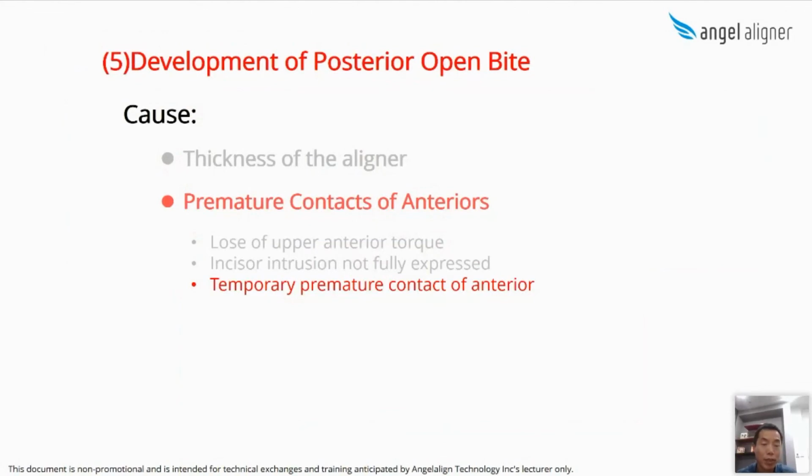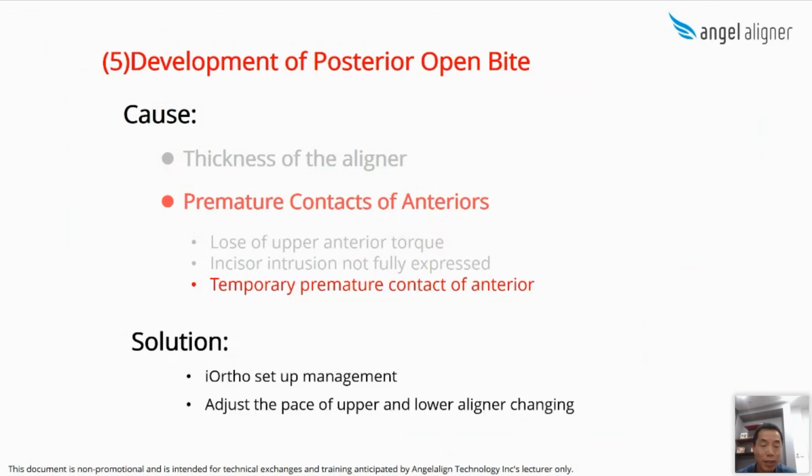Okay, we come to the solution. The summary of the solution for the temporary premature contact of anterior teeth. The first one, IOS setup management. So this is very important. When we made the treatment plan in the IOS treatment plan stage, overcorrect the deep bite, and also adjust the pace of upper and lower aligner changing.